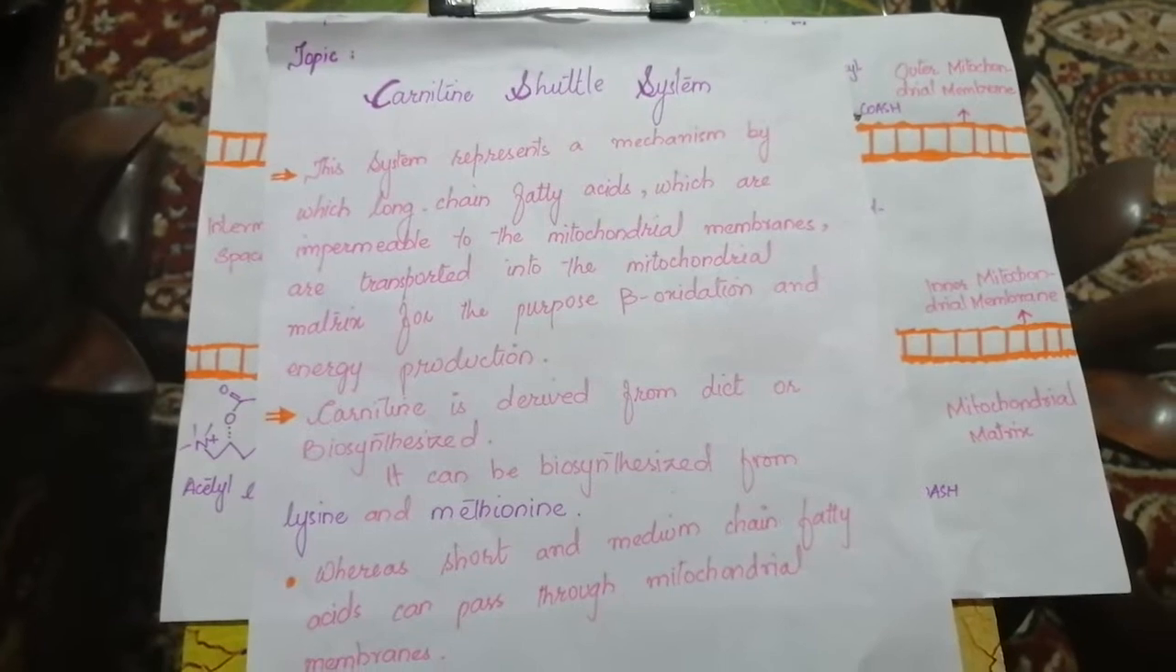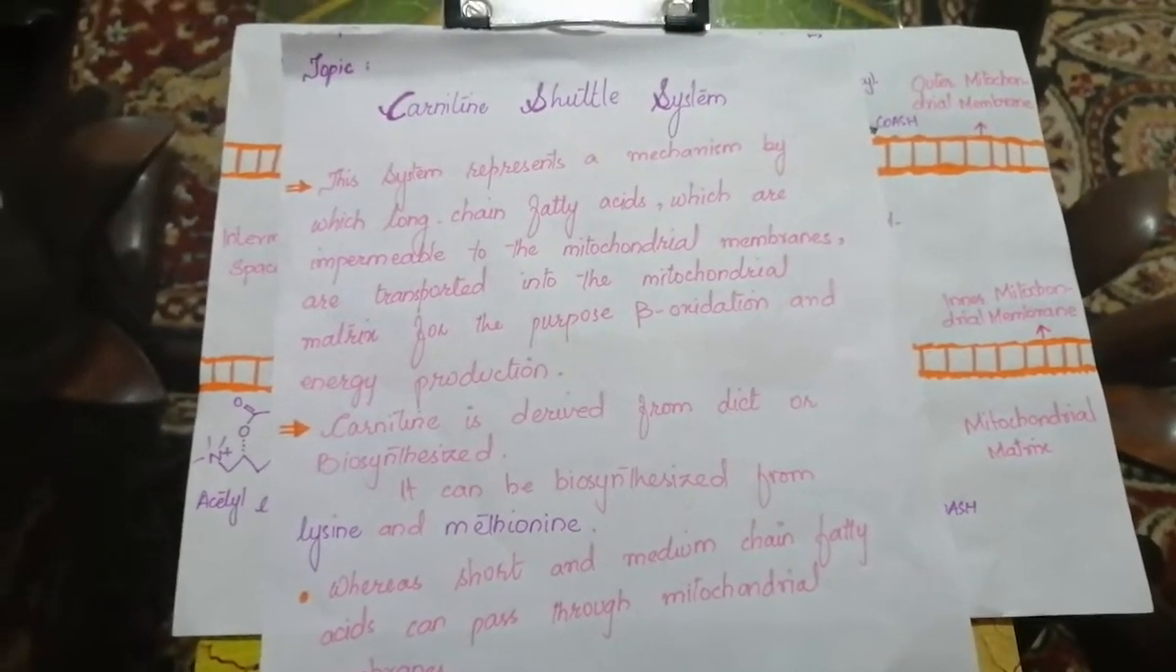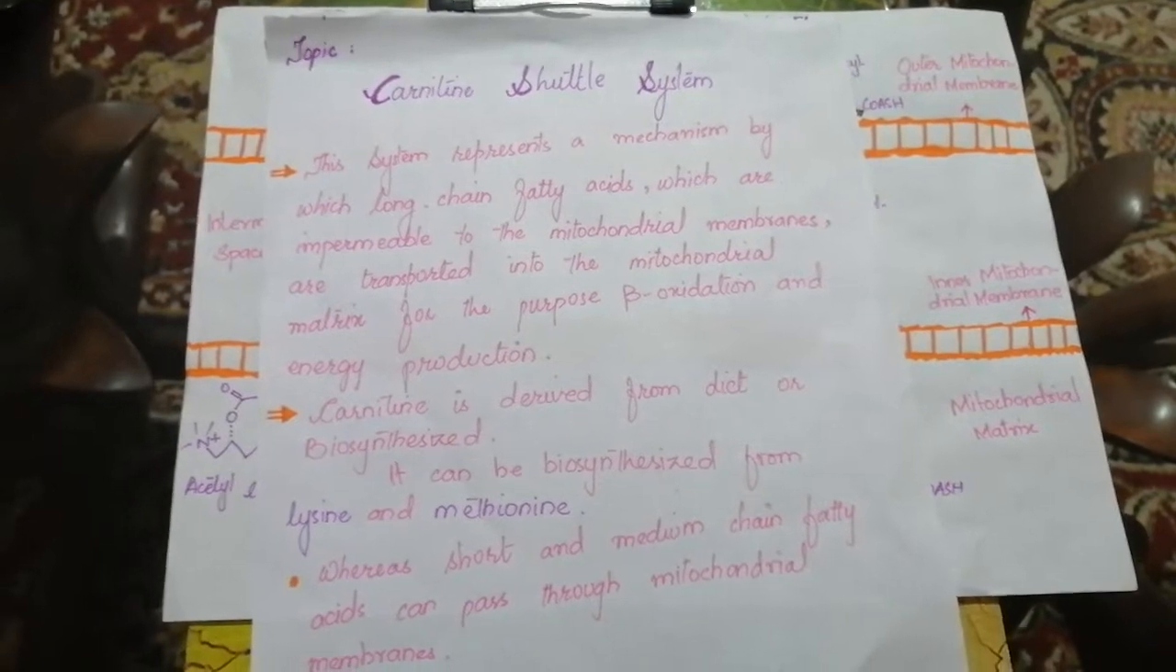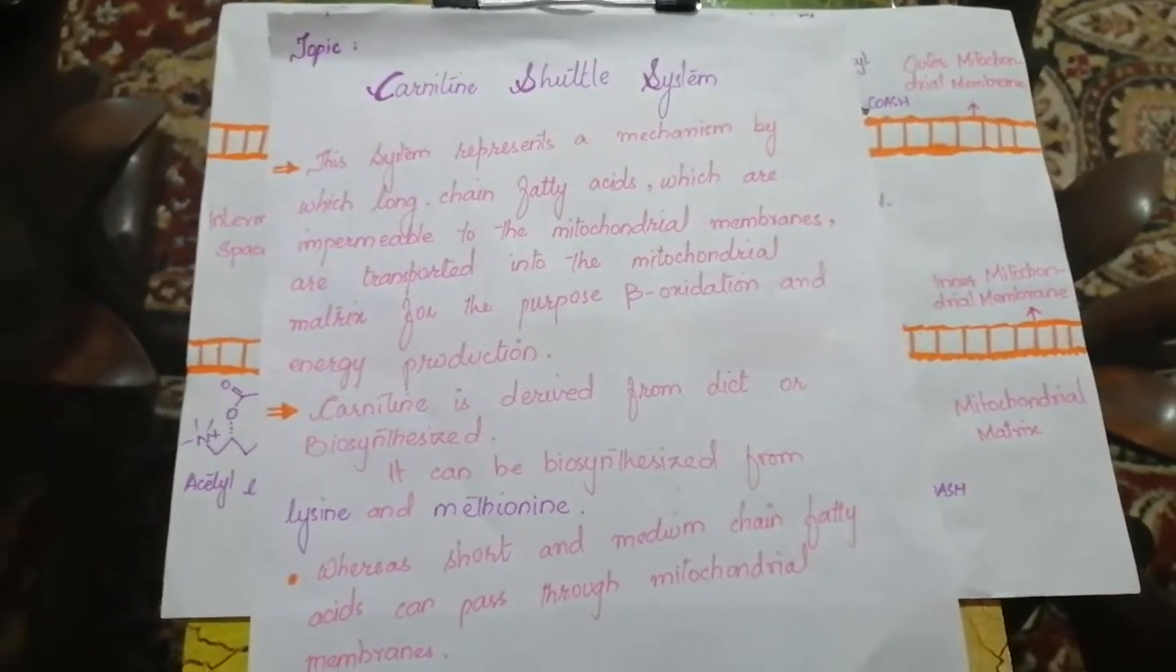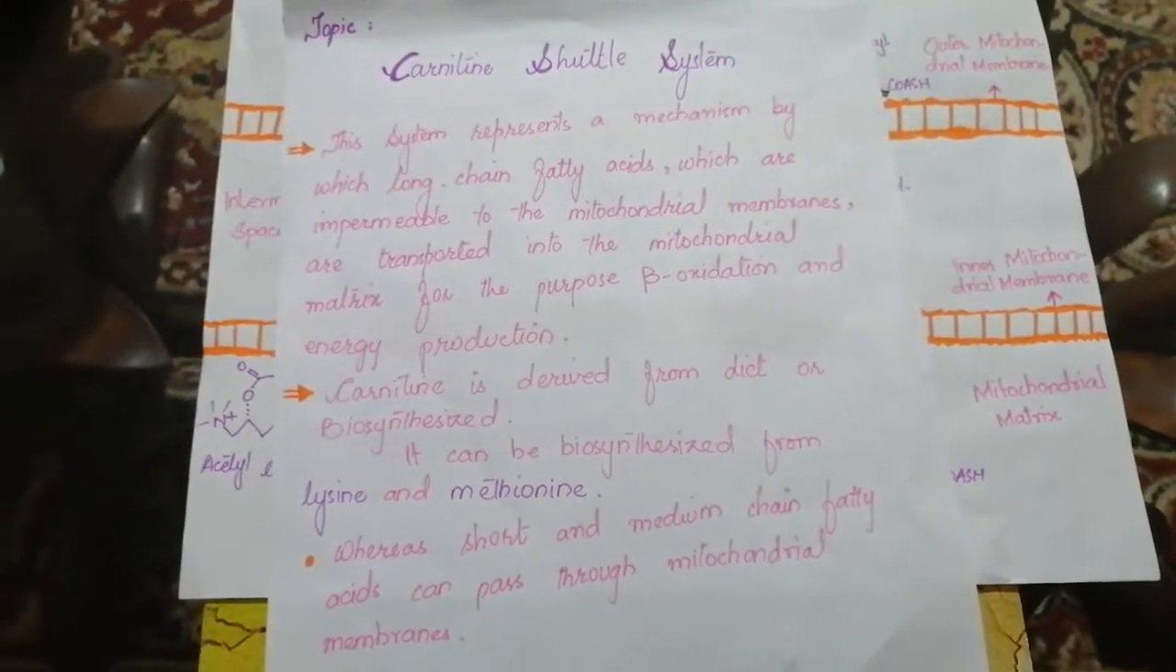Today the topic is the carnitine shuttle system. This system represents a mechanism by which long chain fatty acids, which are impermeable to the mitochondrial membranes, are transported into the mitochondrial matrix for the purpose of beta oxidation and energy production.